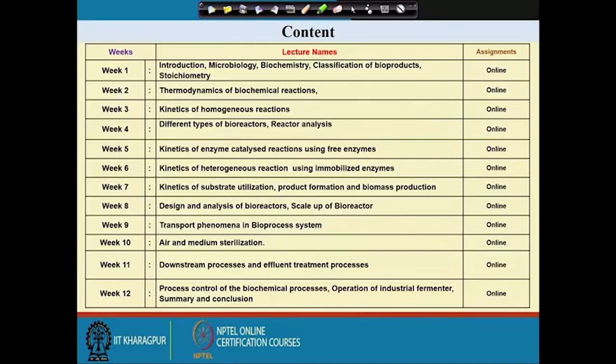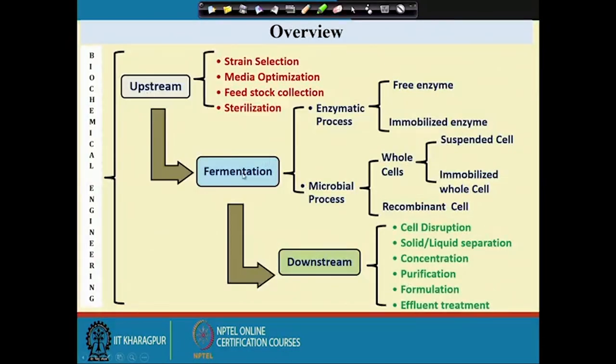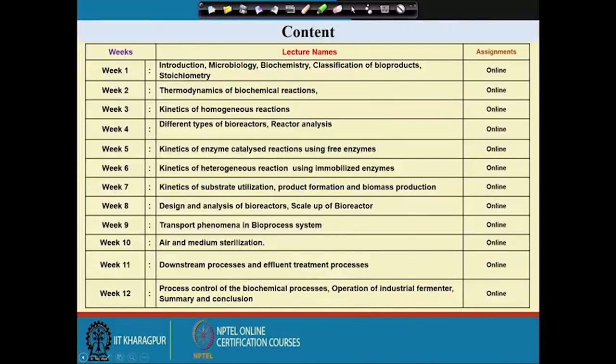So, we will discuss the kinetics of the enzyme catalyzed reaction, using the free enzymes and using the immobilized enzyme, both we can discuss, and then kinetics of substrate utilization, product formation and biomass production. This is a very important aspect as far as biochemical processes are concerned, where we use living cells, and then design and analysis of the bioreactors and scale up of the bioreactors. That is a great concern, how from the lab scale we can switch over to the plant scale and a bigger scale, that we'll discuss in detail.